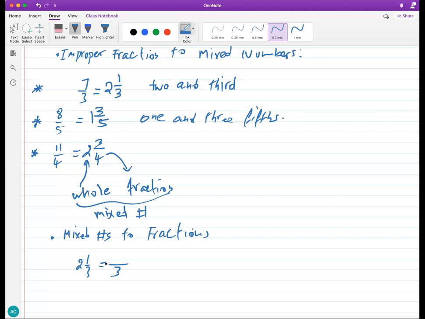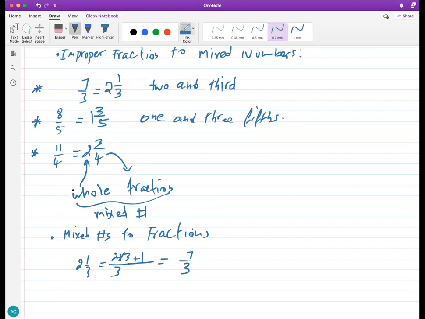So what do you do to get that 7? Multiply and add. That's right. We're going to multiply 3 times 2, 6, plus 1, 7. Multiply this way and add the remainder. 2 times 3 plus 1, and that gives you the 7. So from here to here, you divide 3 into 7. To go backwards, you multiply and add.